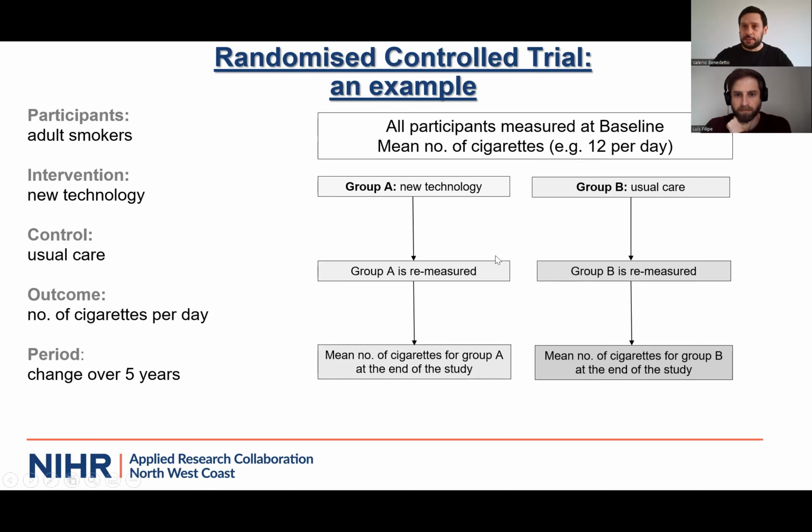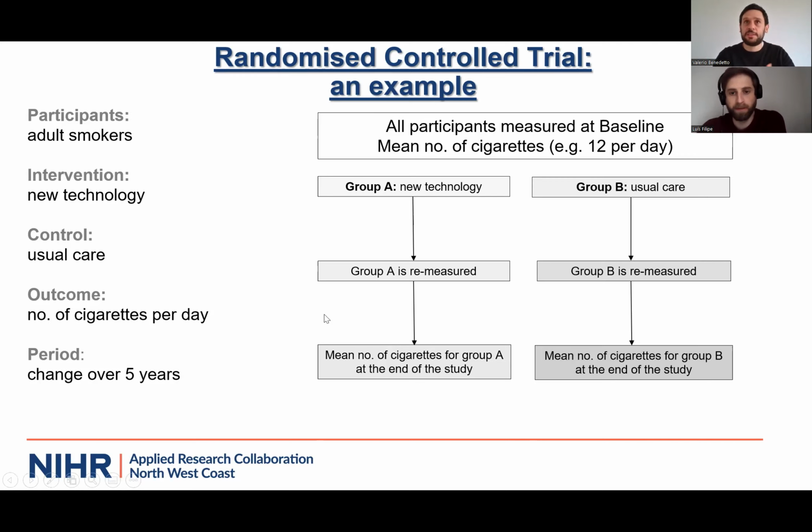Then the trial takes place, and at the end, the researchers are able to remeasure the outcome, which is the number of cigarettes per day, both for Group A and for Group B, and try to assess whether there's been a reduction in the level of smoking over time, but also whether there's been a difference in the level of smoking across the two groups, in order to assess the effectiveness of the new technology and to assess that causal link between the new technology and the health outcome.